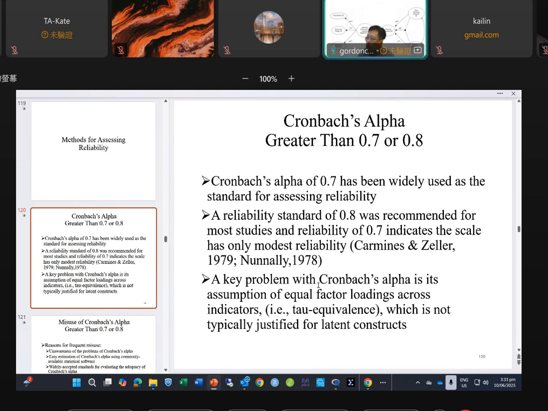One problem with Cronbach's alpha is that it assumes equal factor loadings across indicators. That means in SEM, it assumes all the factor loadings for the same factor to be equal. If you use a summated scale, you take the simple average score, so all the items are equally weighted. But in SEM, we estimate the factor loadings, whereas Cronbach's alpha assumes that all the factor loadings are the same.